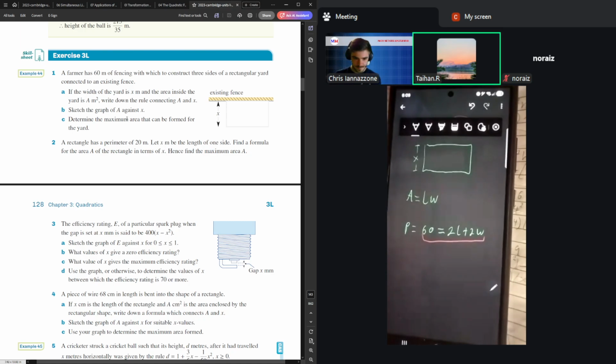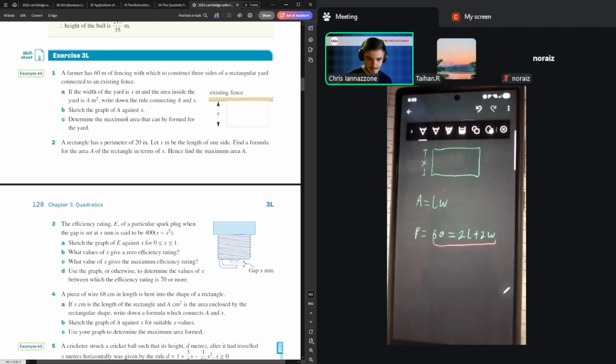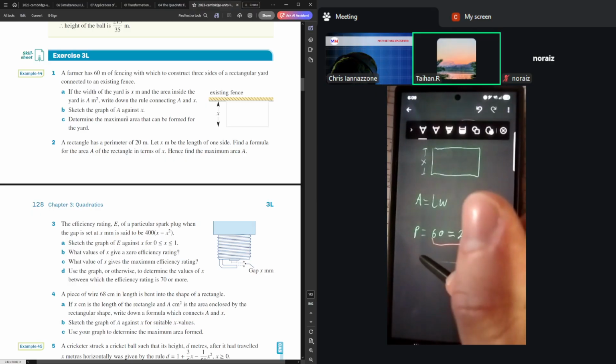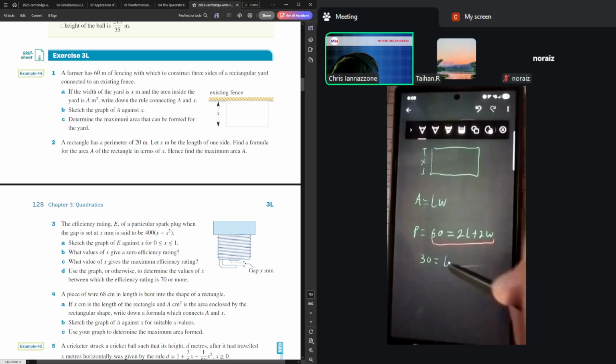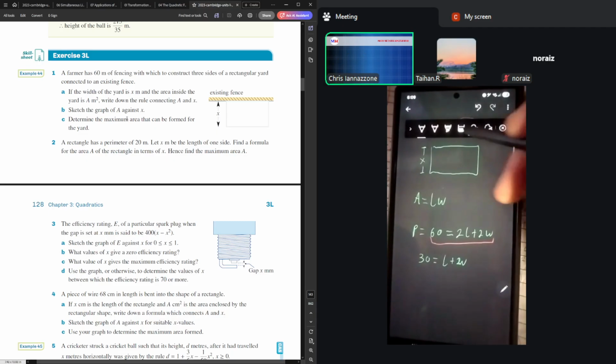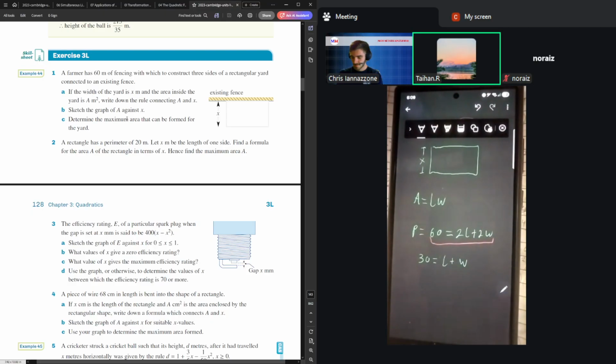And then try to simplify that. Yep. So what's my next step going to look like? So it would come down to 30 equals length plus width. Yep. So that's just dividing everything by 2. Nice. What else do we need to do?